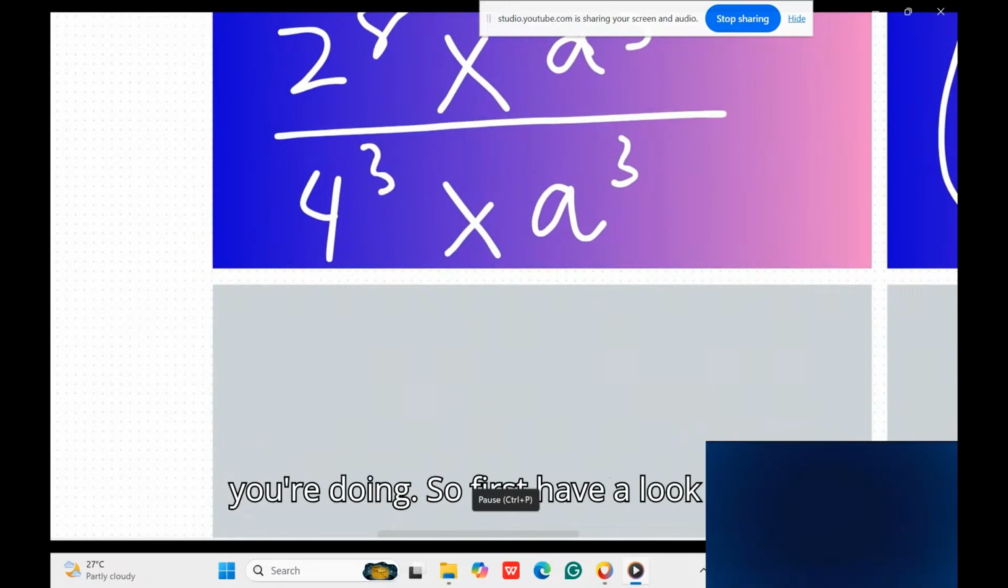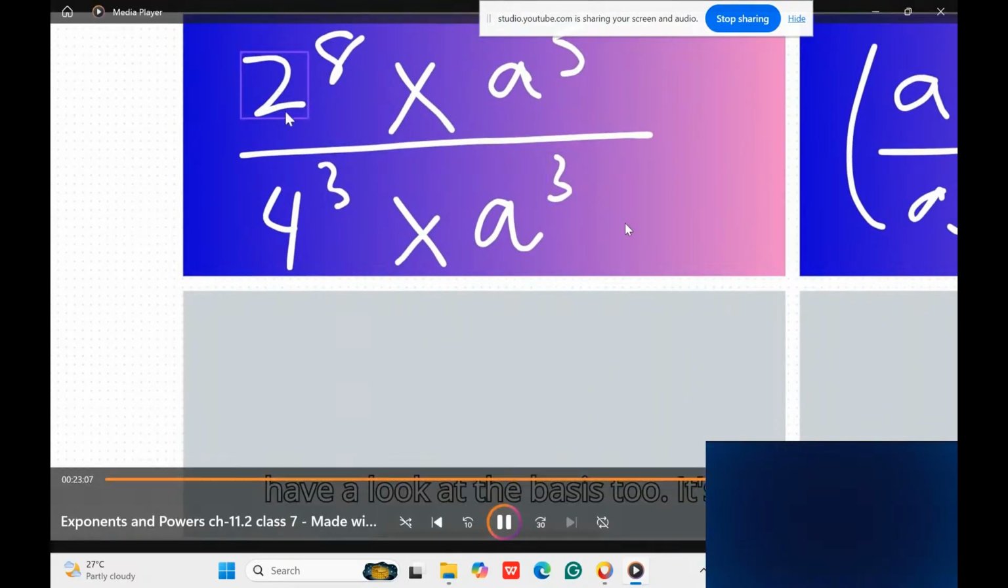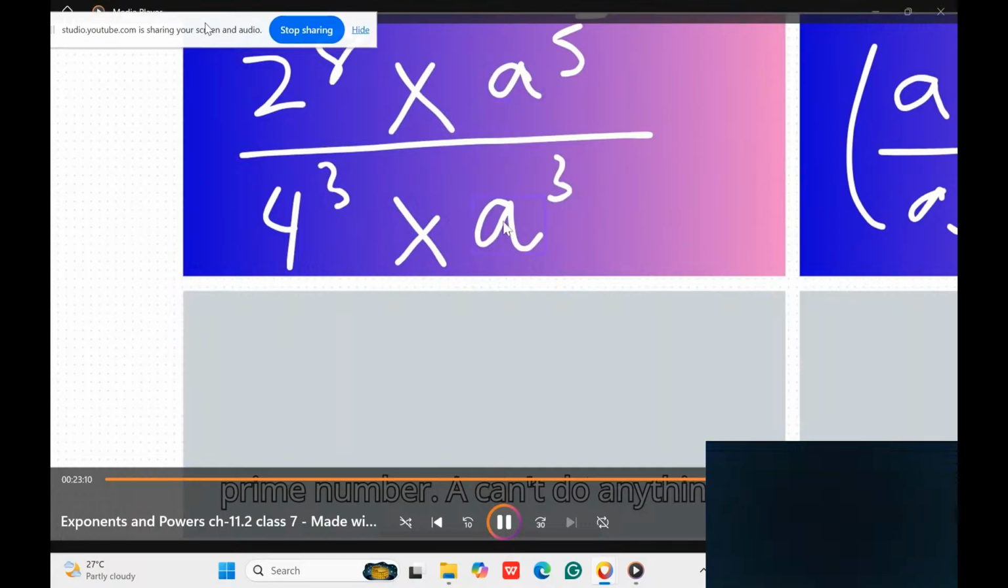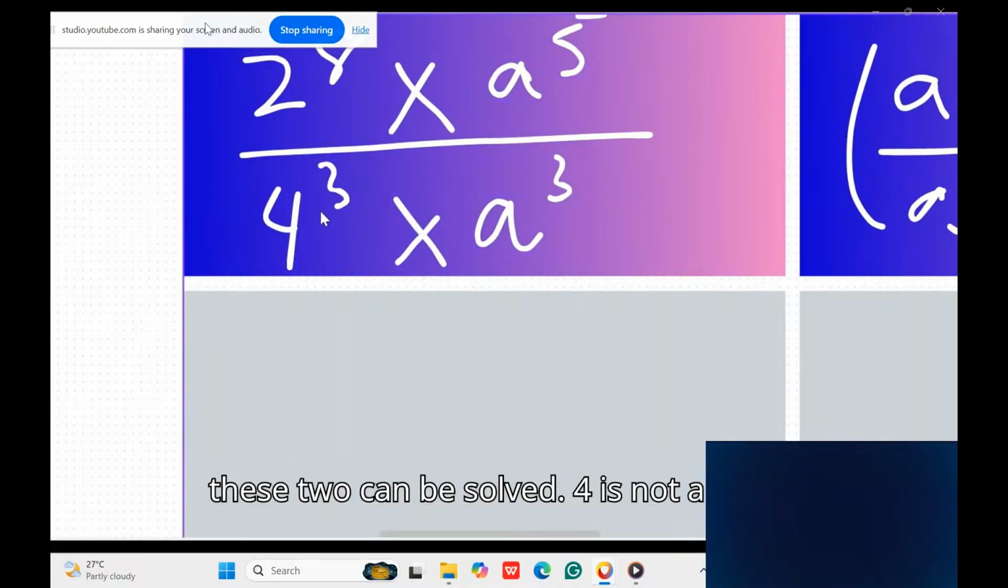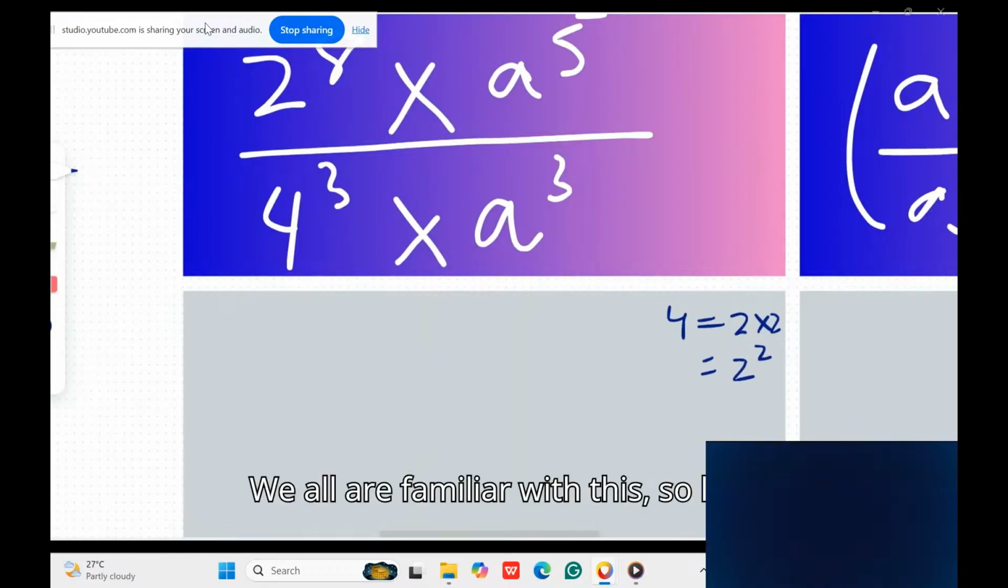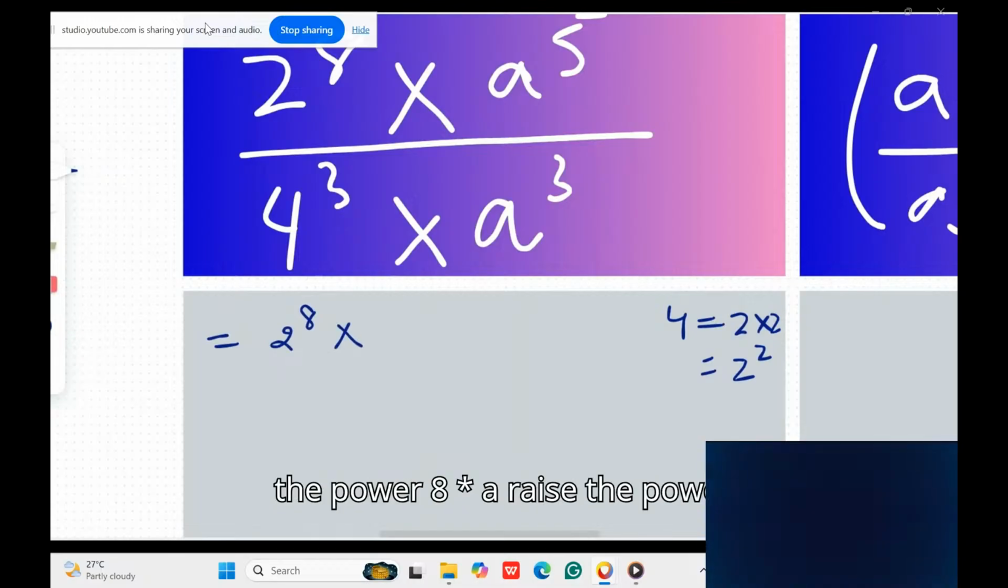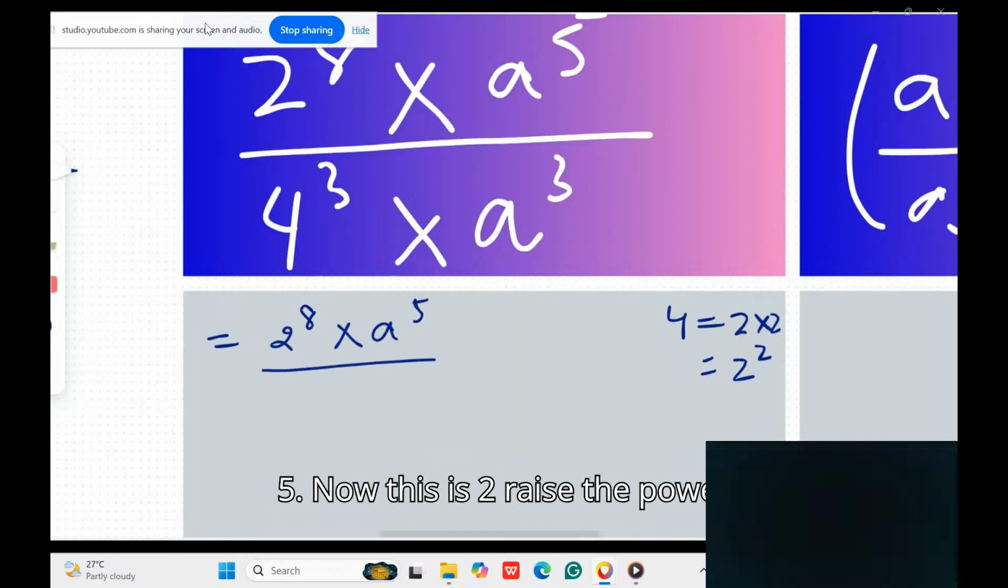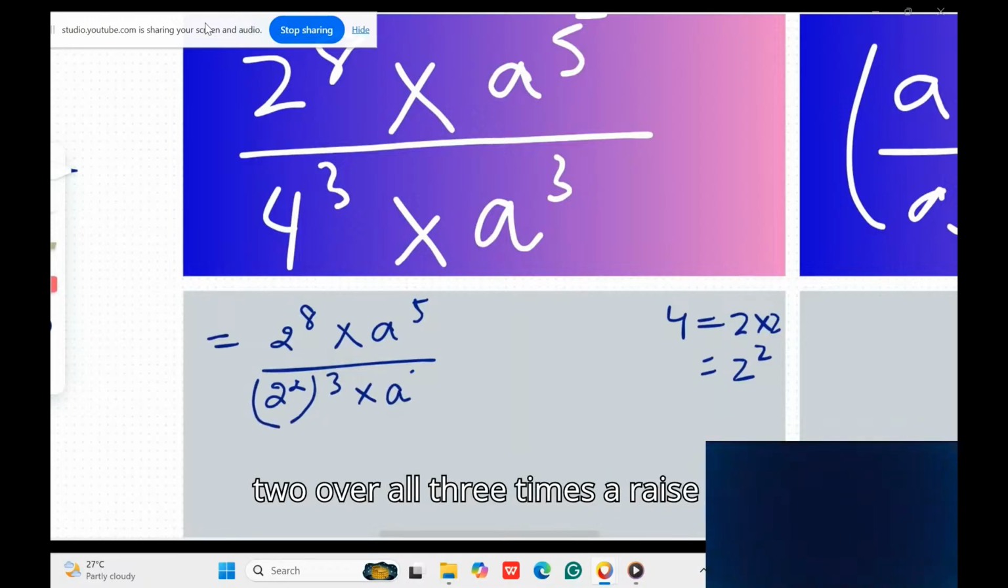So first have a look at all the bases. Powers we'll see later, but have a look at the bases. 2, it's a prime number. We can't do anything with it. 4 is not a prime number. Convert it to a prime number, and you know that 4 can be written as 2 raised to the power 2, right? We all are familiar with this. So let's solve it. So we have here 2 raised to the power 8 times a raised to the power 5. Now this is 2 raised to the power 2 overall 3 times a raised to the power 3.